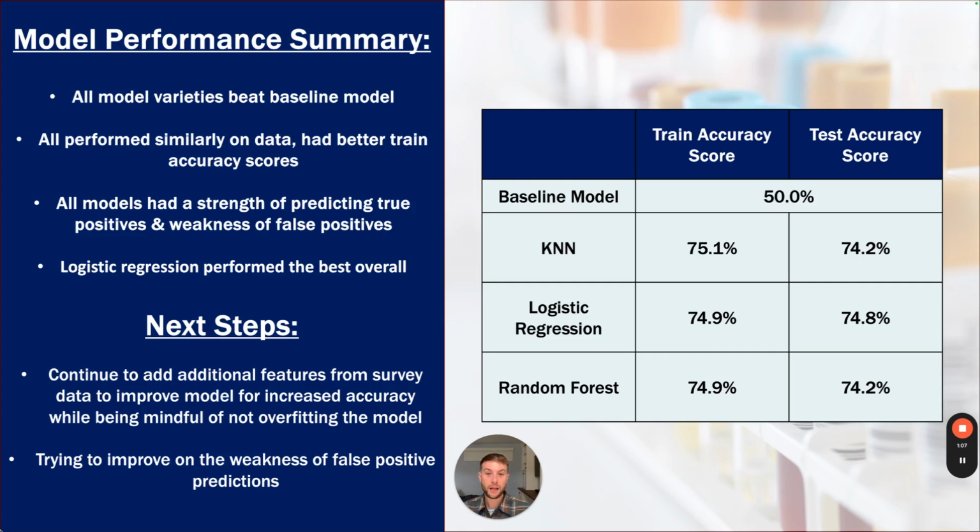For the next steps in improving this model, I would want to continue adding additional survey question responses from the original CDC survey to help improve the model's accuracy by giving it more information to help improve prediction accuracy and reduce false positives. Now to show off my corresponding Streamlit app that shows off this information in an interactive way and puts the logistic regression model to use.